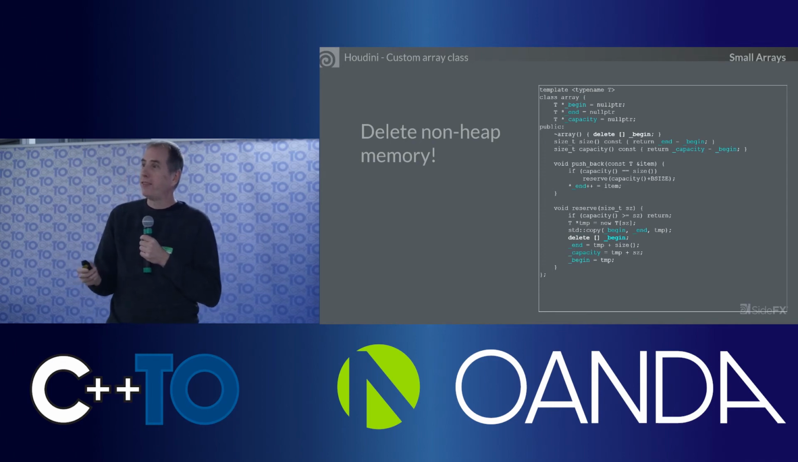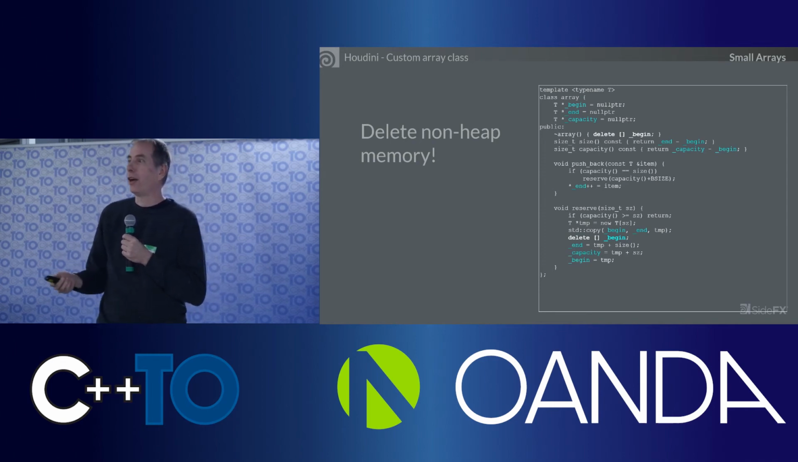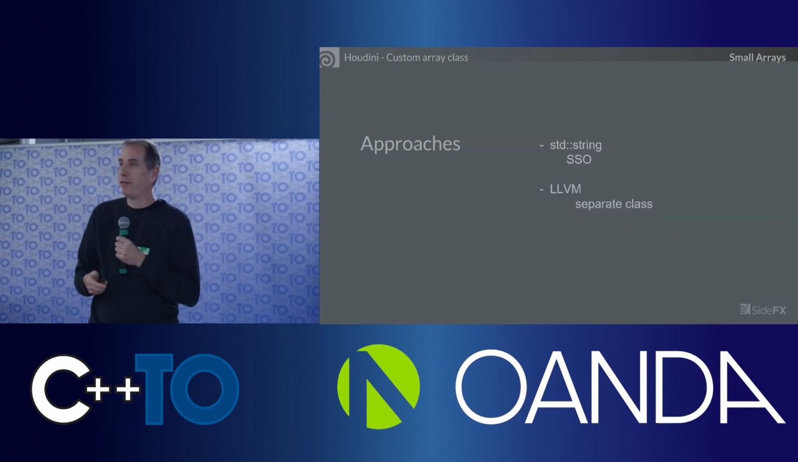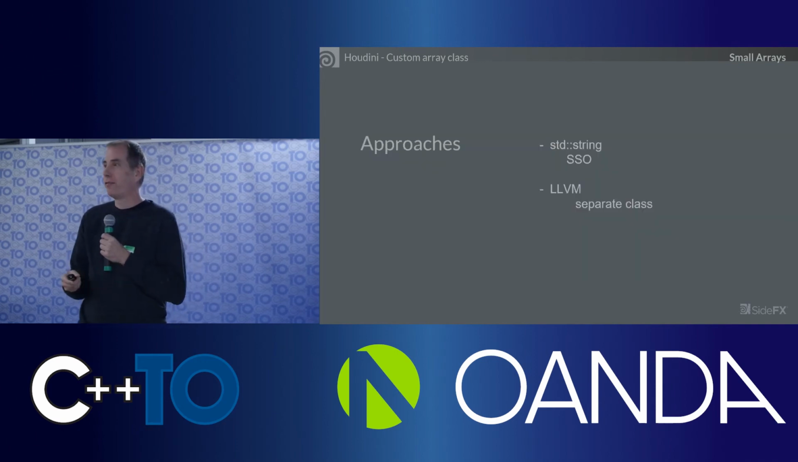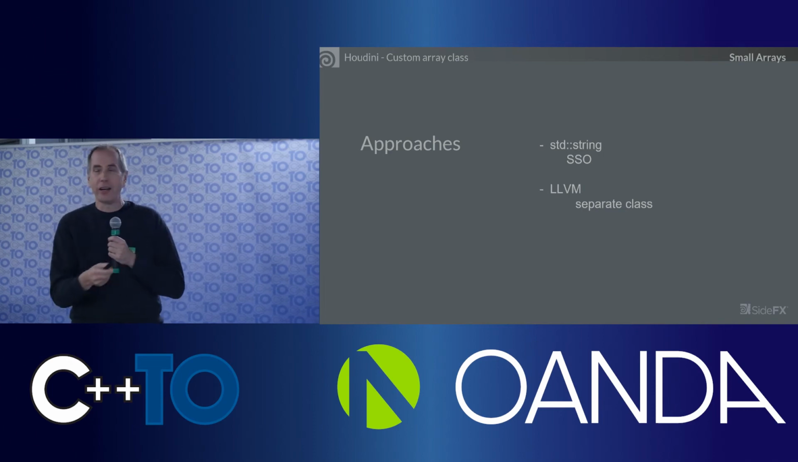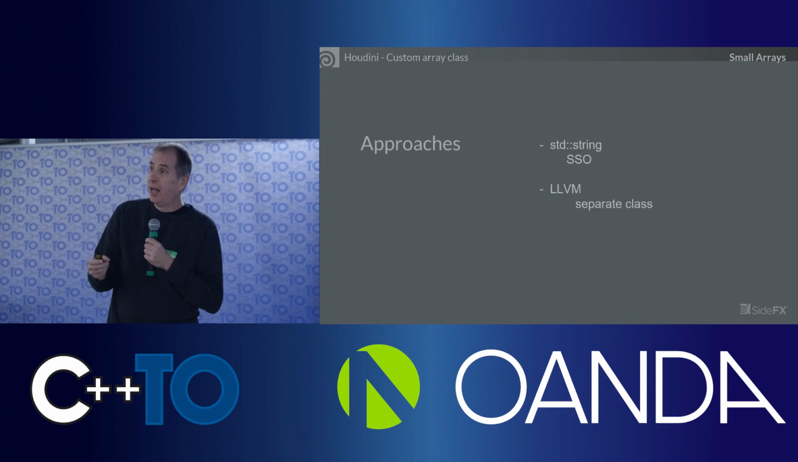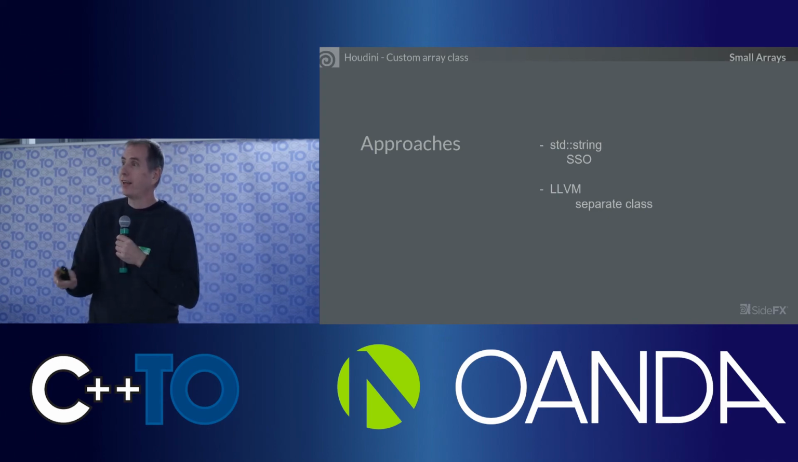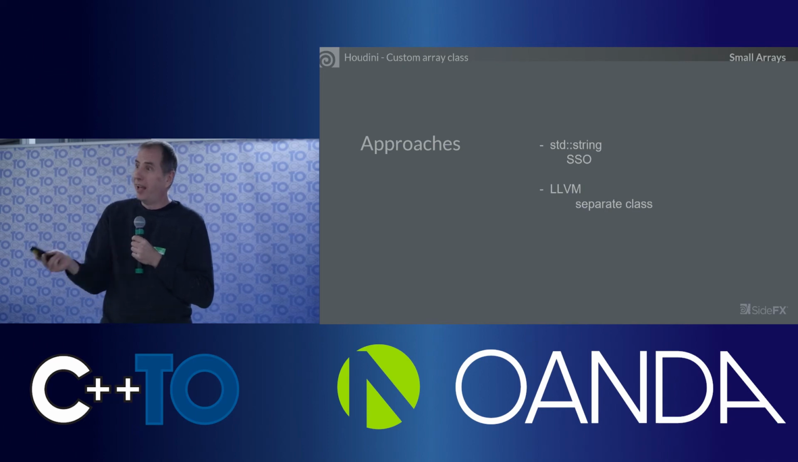So there are a couple of ways to try to address this. And just to point out, we aren't unique about this. There are lots of places that do this. std::string has the small string optimization. LLVM did this small array as a separate class, so they have an array class, and then they have the small array class. And what we like is the ability to swap between small arrays and arrays.